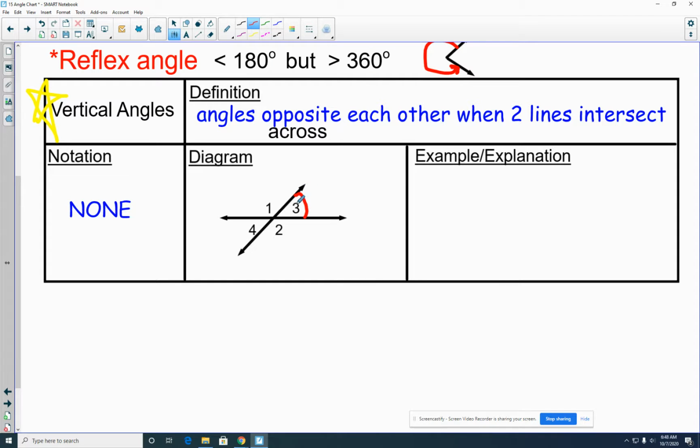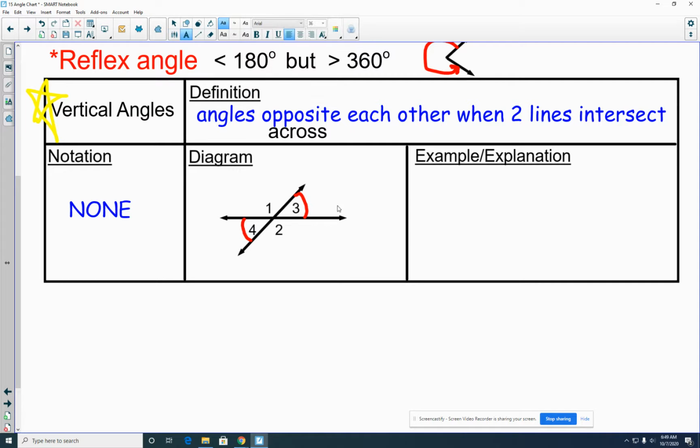Angle 3 is opposite or across from angle 4. Now, what do you notice about angle 3 and angle 4? You may be saying, well, they appear to be acute angles. And the answer is, yeah, you're right, they are acute angles. They're both acute angles and they actually are the same measure.